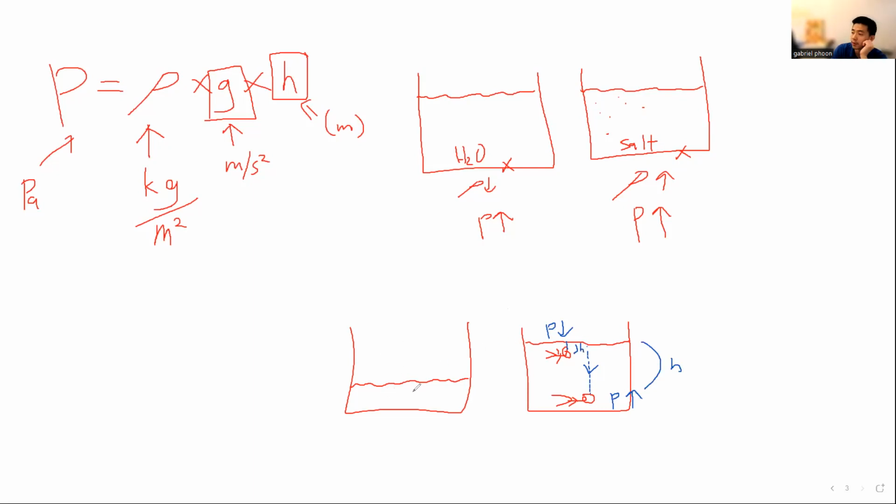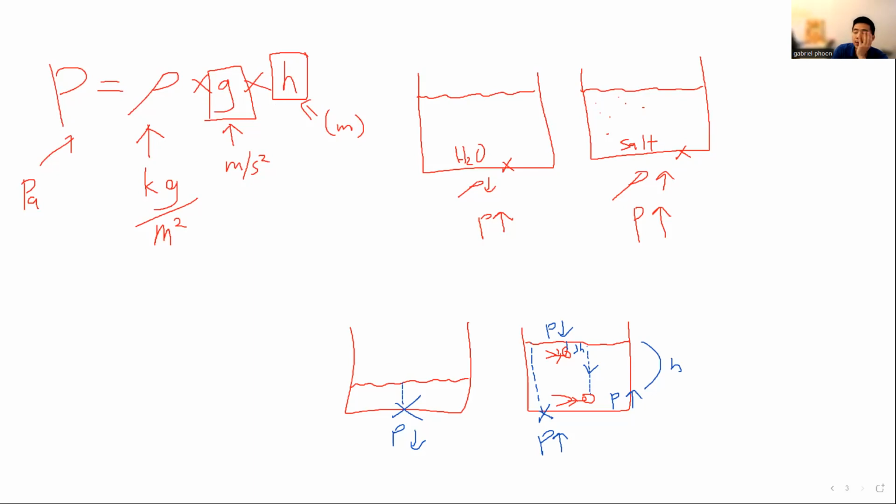Same thing, if today I have a swimming pool that is much less deep compared to this one here, this pressure also will be higher, right? Because I have more water acting at the bottom versus this one here. Okay, so this is how you use the formula here. Pressure equals rho g h. Any questions?